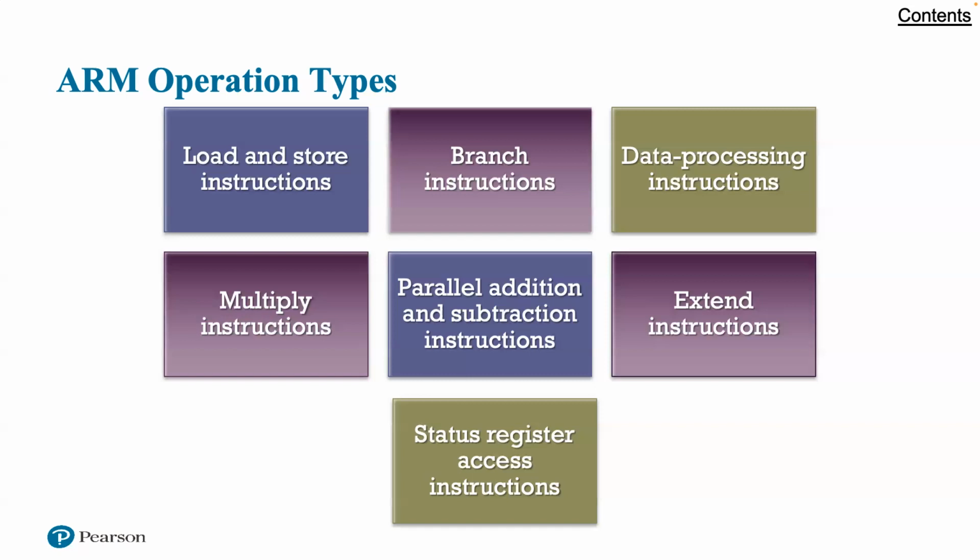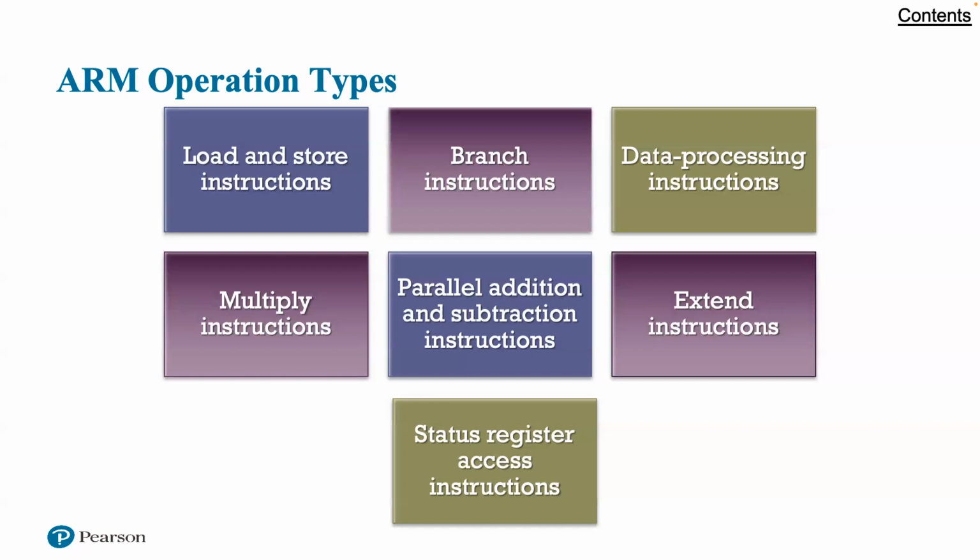Parallel addition and subtraction instructions. In addition to the normal data processing and multiply instructions, there are a set of parallel addition and subtraction instructions in which portions of two operands are operated on in parallel. For example, ADD16 adds the top half words of two registers to form the top half word of the result, and adds the bottom half words of the same two registers to form the bottom half word of the result. These instructions are useful in image processing applications, similar to the x86 MMX instructions.